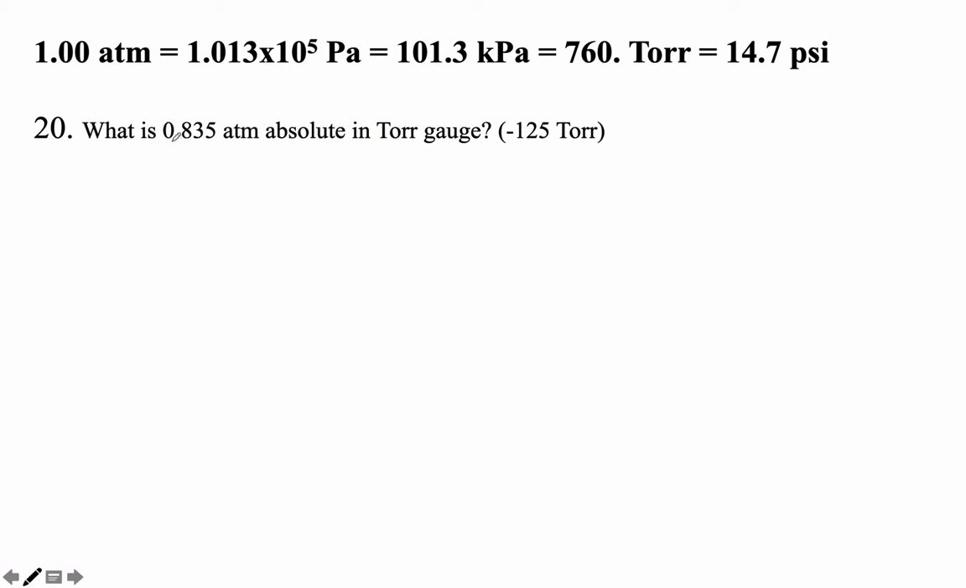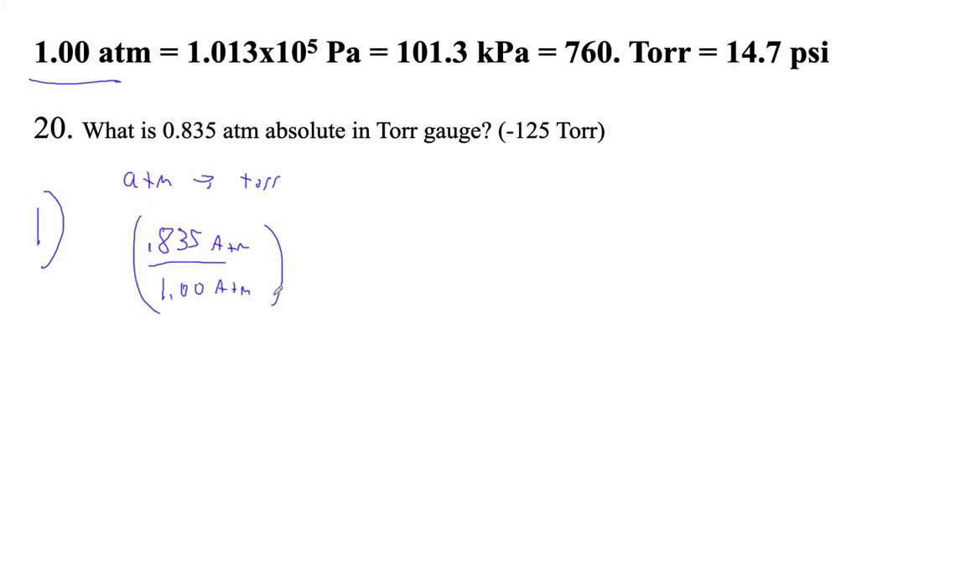All right, what is 0.835 atmospheres absolute in torr gauge? That's obscure. Okay, step one, I'm going to turn atmospheres to torr first. So again, 0.835 ATM divided by an atmosphere in atmospheres is 1. Obviously, you don't need to do that. I'm just trying to follow the prescribed steps, right? We already have atmospheres, but that's all right.